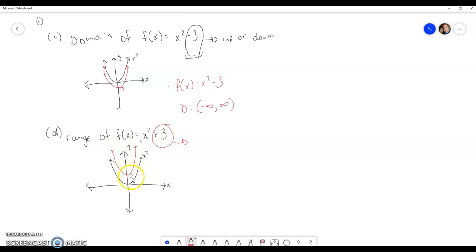Okay? And so remember, our range is our y values, right? So what is the minimum that this function goes to here? So the range here is from 3 up to infinity, right? And again, because it hits that point 3, we have a square bracket, okay?